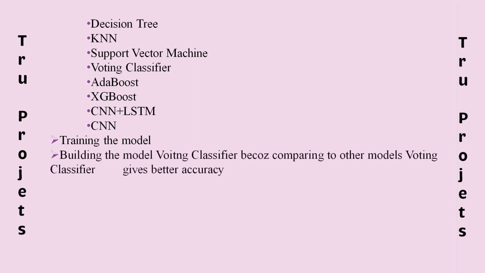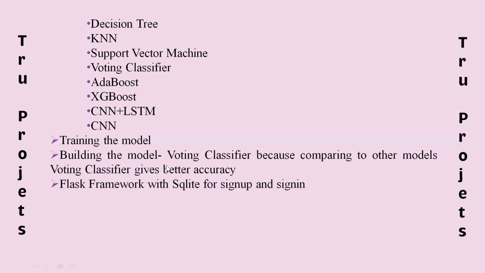Building the model. Voting classifier, because compared to other models, voting classifier gives better accuracy. After training various individual models, a voting classifier is constructed. This classifier combines the predictions from all the trained models. The voting classifier is chosen as it aggregates the collective intelligence of diverse models, often resulting in a more accurate and robust prediction compared to using a single model.